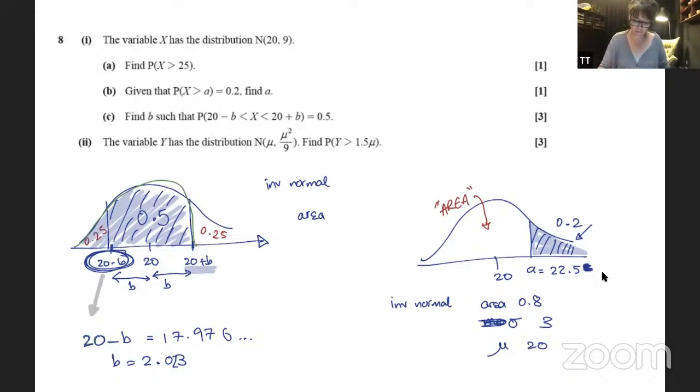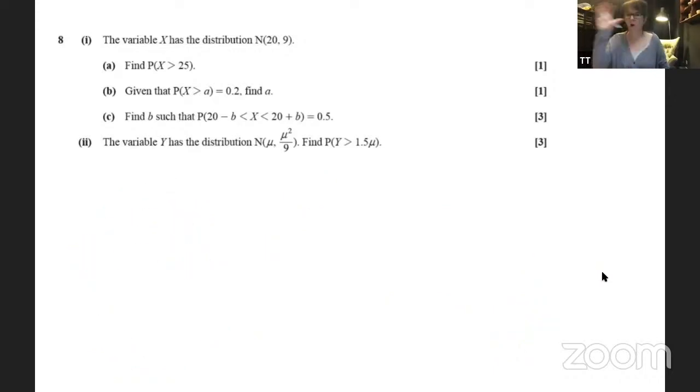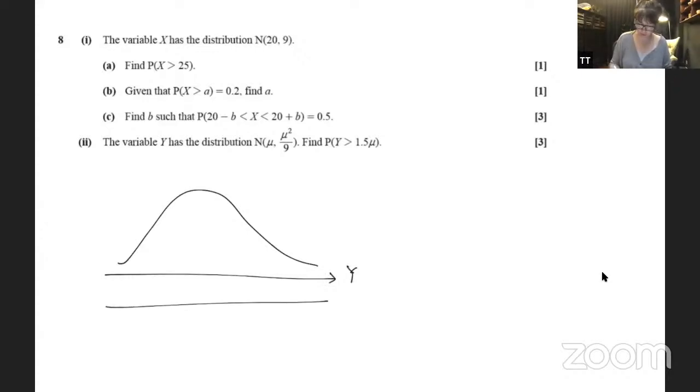It's a totally new distribution. I don't know what's going on with it at all. It's got nothing to do with X, it's Y. It's a whole brand new slate. I think I'm going to need Z because I don't know the mean and I don't know the standard deviation. But let's draw it, because even if I do need Z, I'm going to draw it like that anyway. So I'm still going to use this picture. I want the probability that Y is bigger than 1.5 mu, mu being the mean. 1.5 mu must be to the right, because 1.5 of something is bigger than 1 of something. So this is 1.5 mu there.